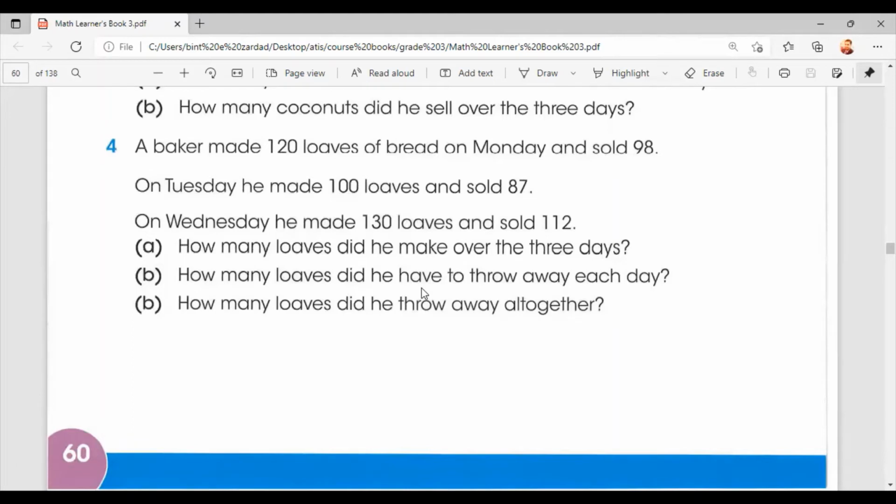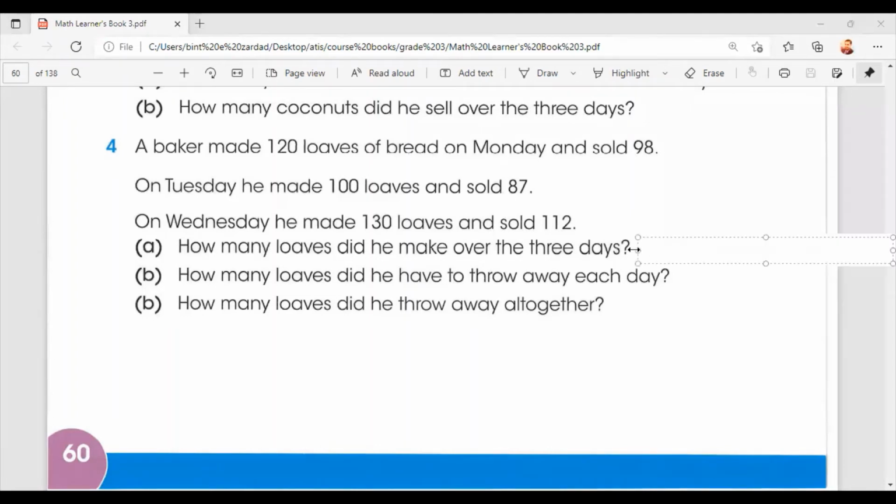So how many loaves did he have to throw away each day? The remaining ones, we need to throw away. A baker made 120 on Monday and sold 98. On Tuesday he made 100 and sold 87, so 13 remaining, 100 minus 87 is 13. So he needs to throw away 13 on Tuesday, and on Wednesday 130 minus 112 leaves 18 to throw away. Okay, so let's start the answer.